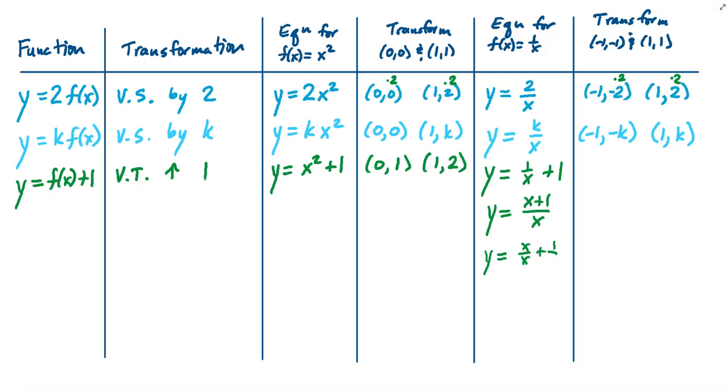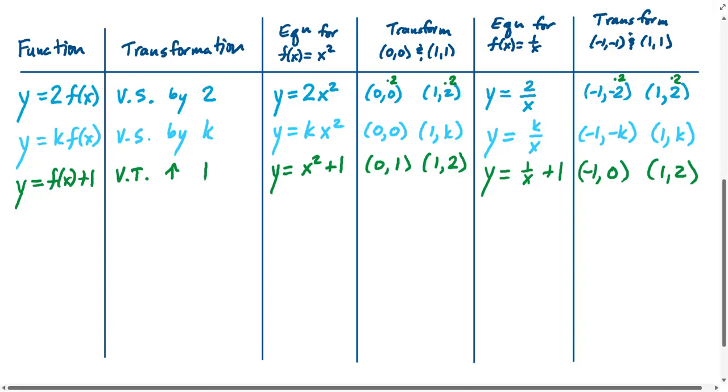Okay, let's get back to y equals 1 over x plus 1. How about these points? What would happen? Well, just like with the parabola, we're just adding 1 to the y values. So -1, -1 would become -1, 0. 1, 1 would become 1, 2.